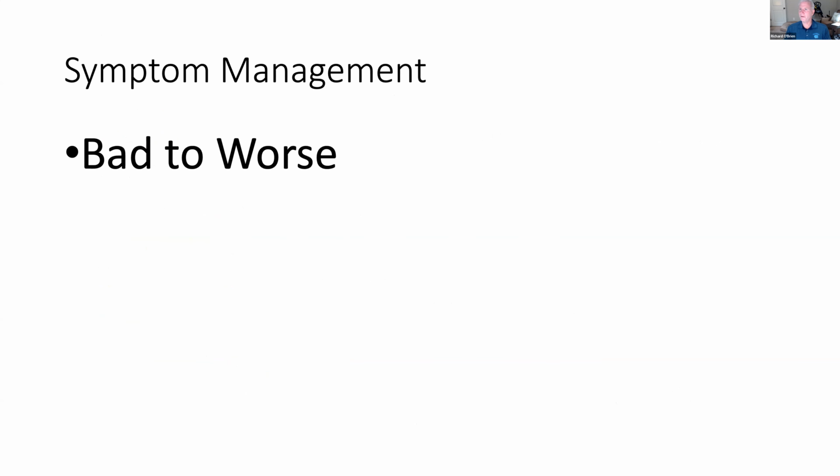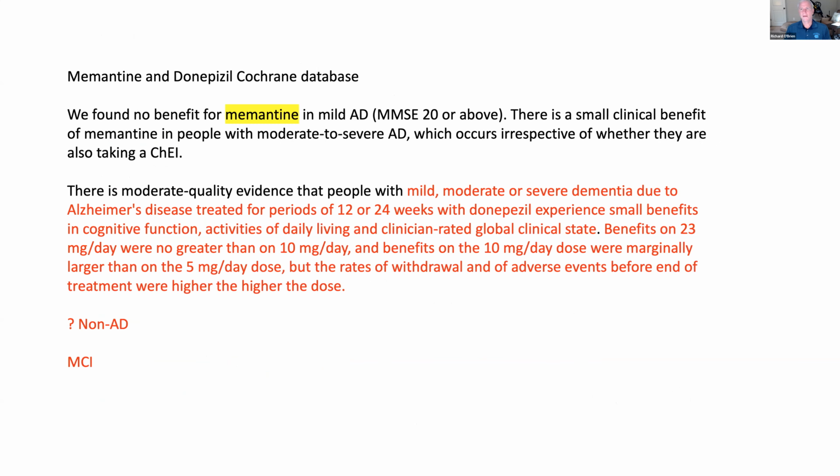Symptom management is a disaster in this field. As part of the grand rounds, I reviewed all the medications on the Cochrane database. And what Cochrane says about Namenda and donepezil is they say with Namenda, there is no benefit in people with mild. They define mild as 20 or above. There's a small benefit in people with more severe diseases, irrespective of whether they're also taking a cholinesterase inhibitor. So a tiny little benefit. With donepezil, they found a tiny little benefit in mild, moderate, or severe dementia.